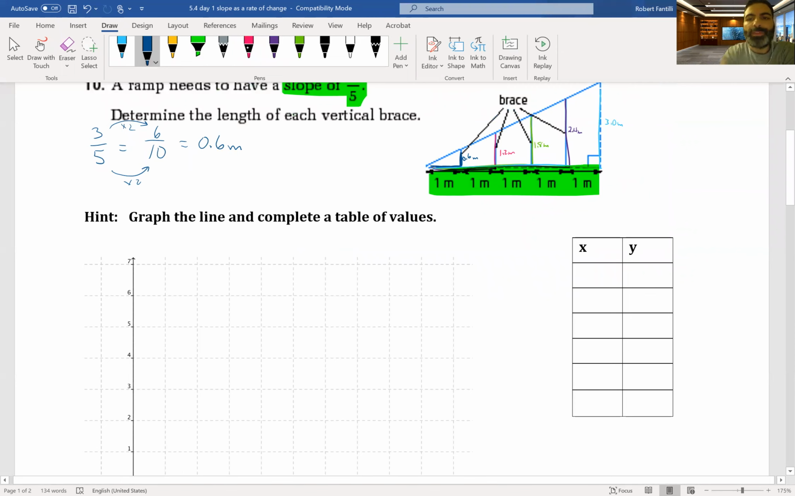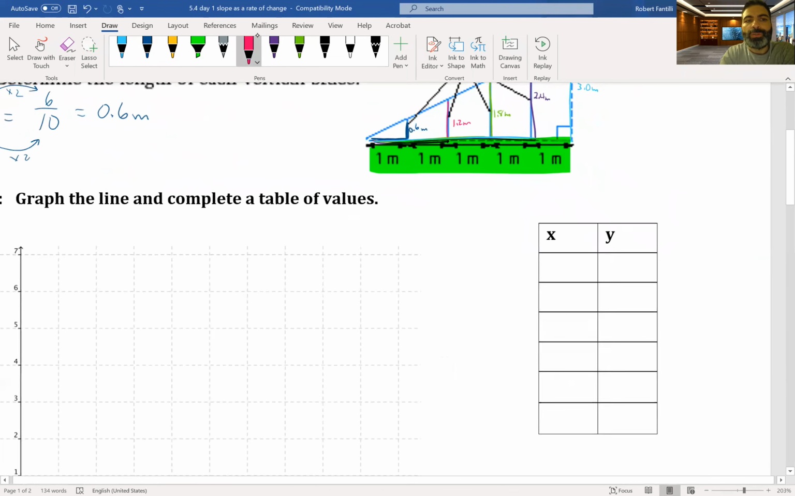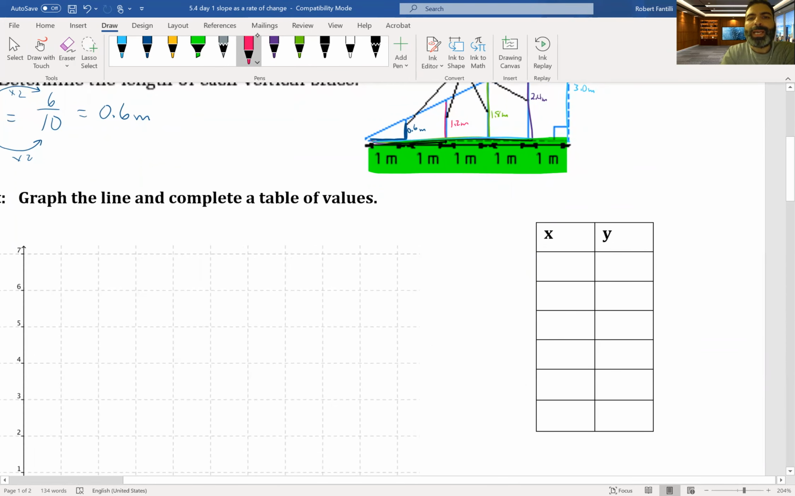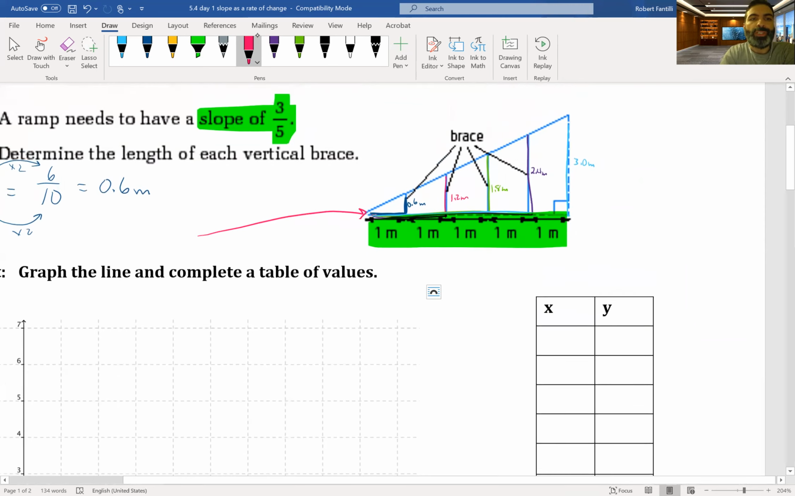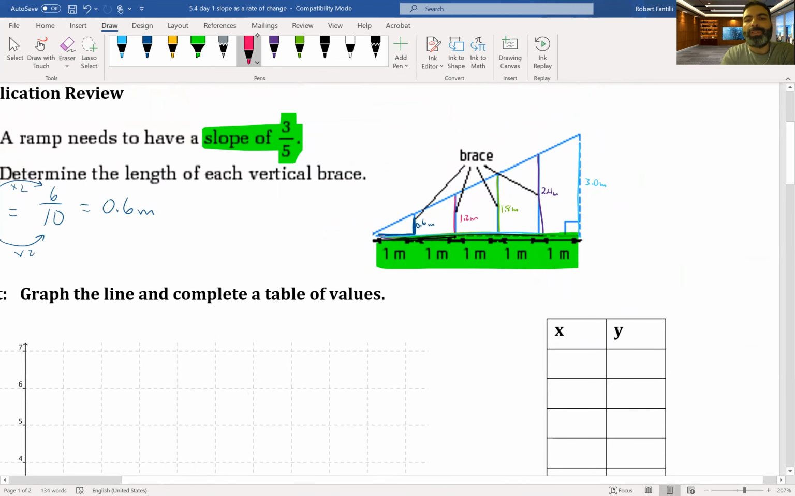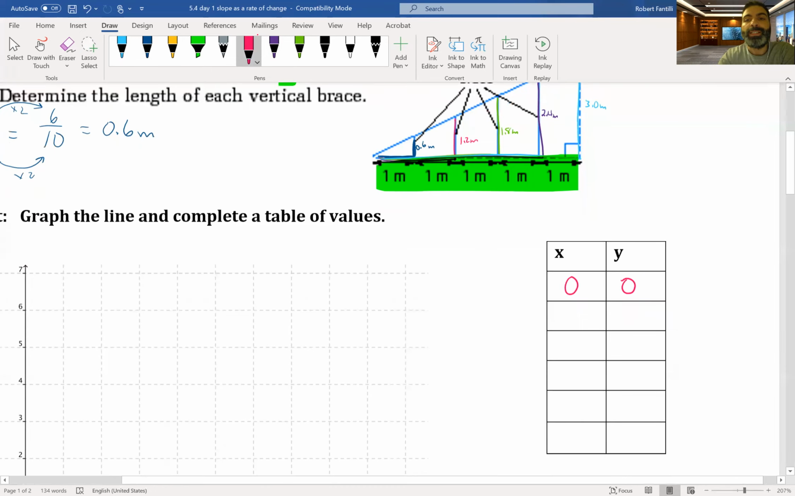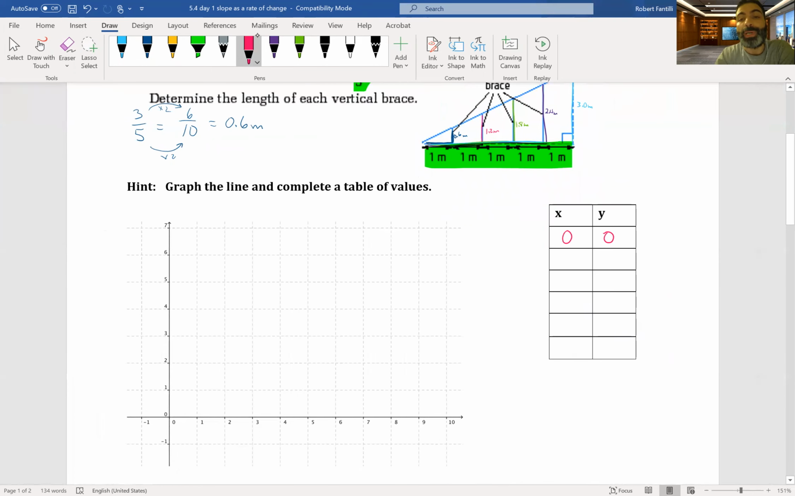Okay, and now we're asked to fill in this table of values. So there's a hint, graph the line and complete a table of values, right? We know that when x is 0, that would be this point right here. When x is 0, when we haven't even started this ramp, what's the rise? Nothing. So we know that when x is 0, y is also 0. If you remember correctly, that is also direct variation, right? If a line passes through the coordinate 0, 0, also known as the origin, then it has a direct variation.